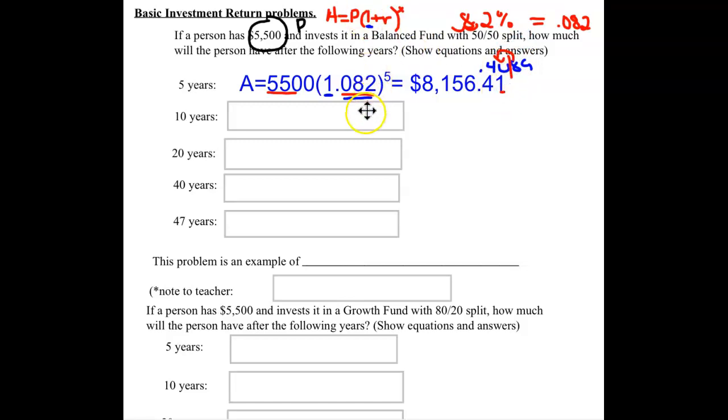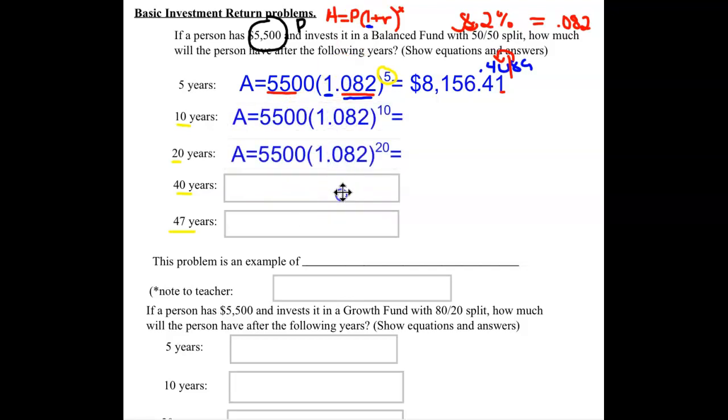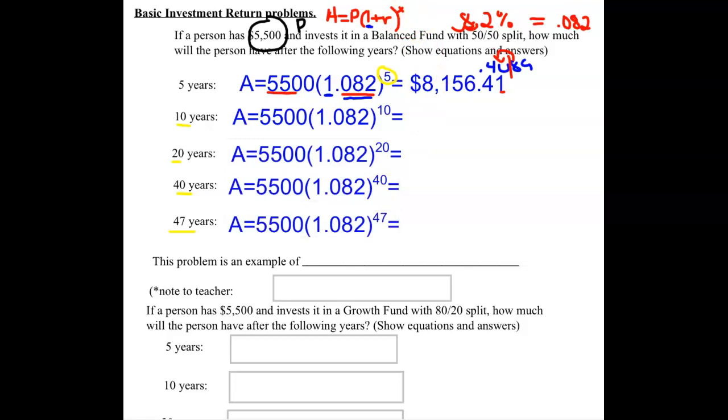All right, so now what I'd like you to do is hit second and enter, that should recall your original equation, and then all you have to do is change the time into our next ones here, the 10, the 20, the 40, and the 47. So go ahead and pause the video for a minute and get a total for each of these new equations. Once again, we are just changing our times. So how much are we going to have after 10 years, 20 years, 40 years, and 47 years?